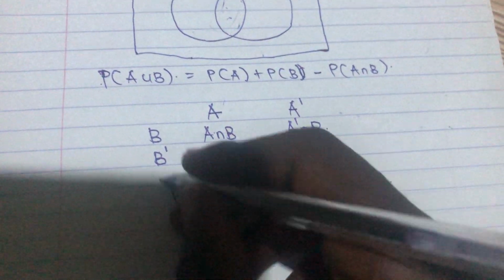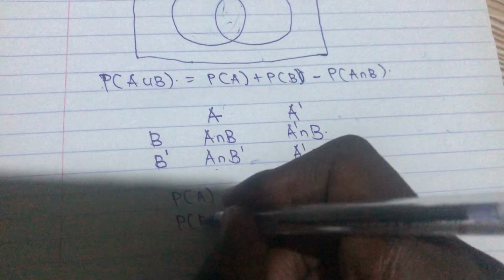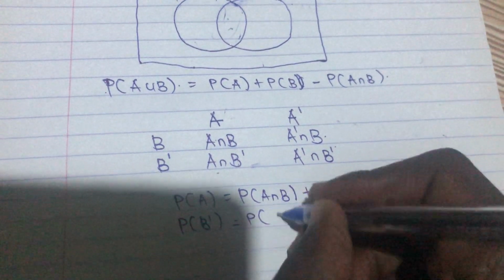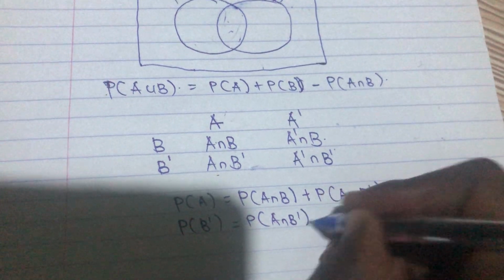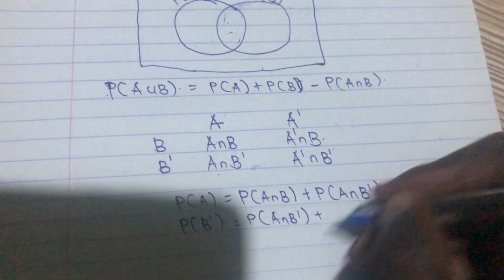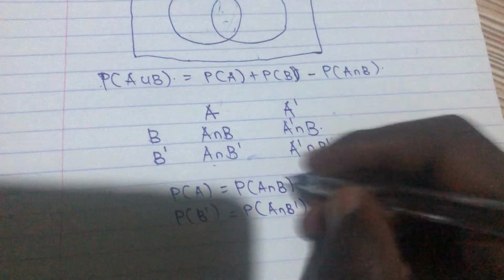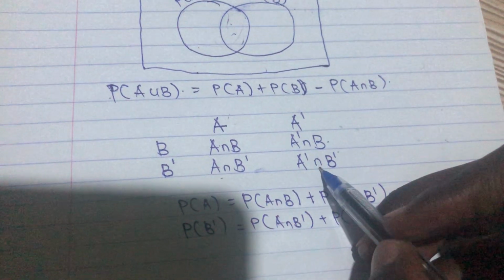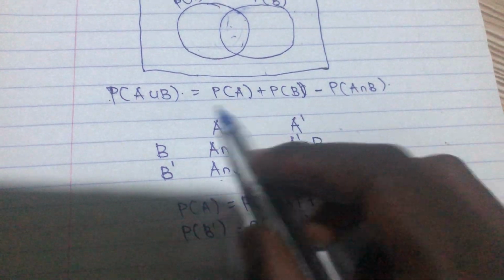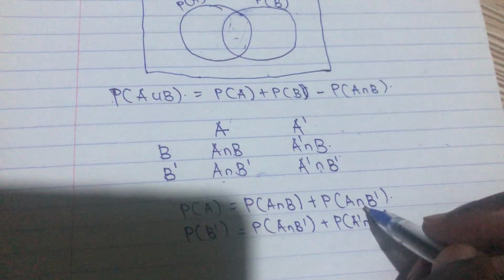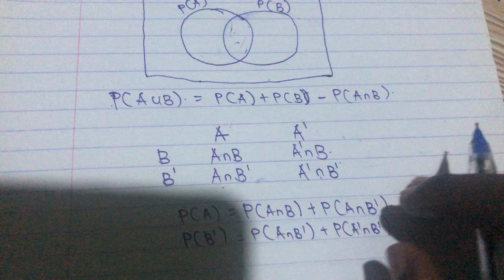If they ask you, let's say, probability of B complement, it is the same as probability of A intersection B complement, plus you take this line now, probability of A complement intersection B complement. You could try it out. If they say A complement, a complement is the opposite of A, you would take this line. B, you would take that line.